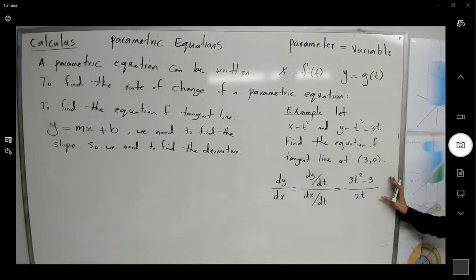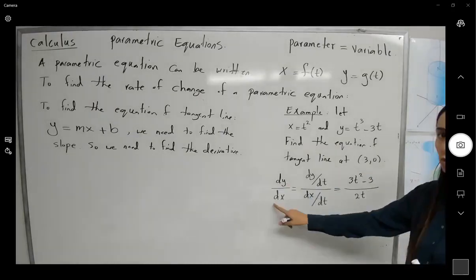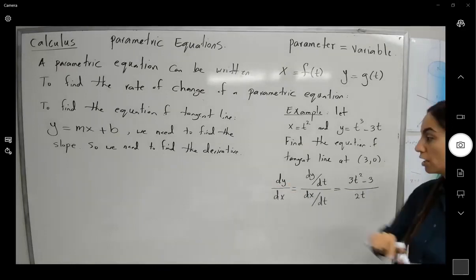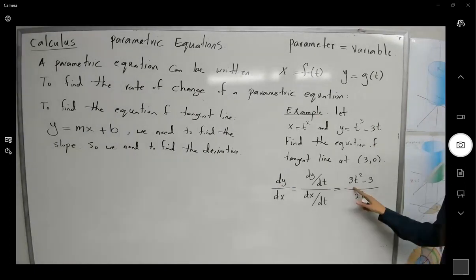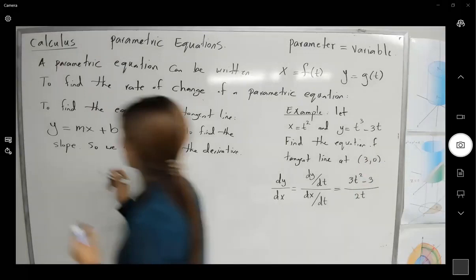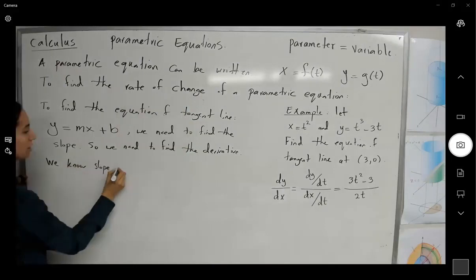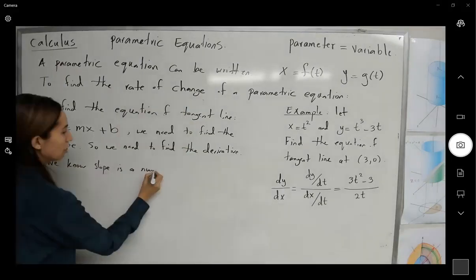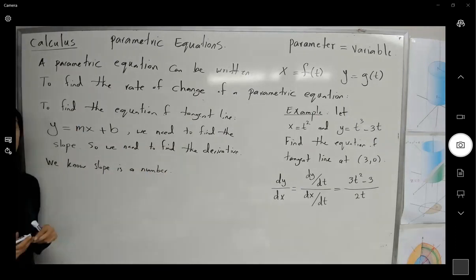This is what I have as the rate of change formula, rate of change of y with respect to x. But it's written in terms of t. How do I find the slope? We know slope is a number. It's not a function. What do we have in this question?